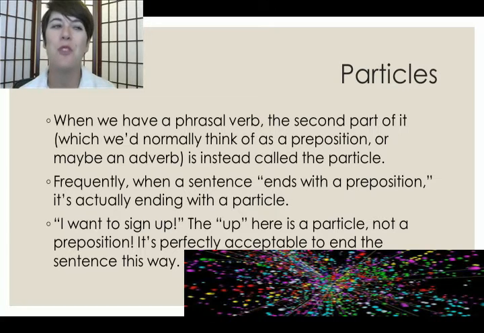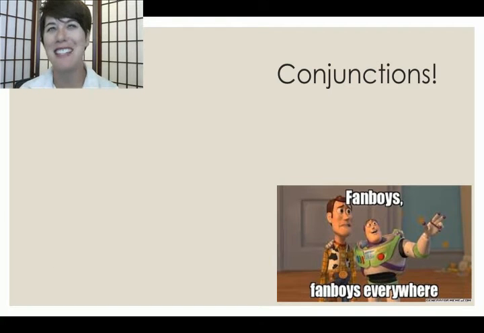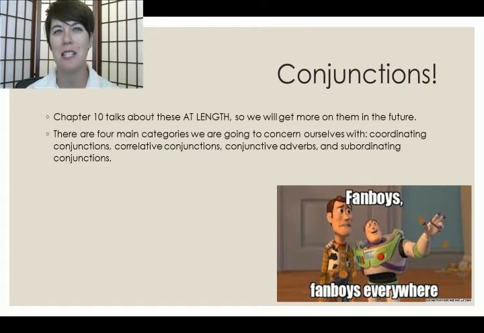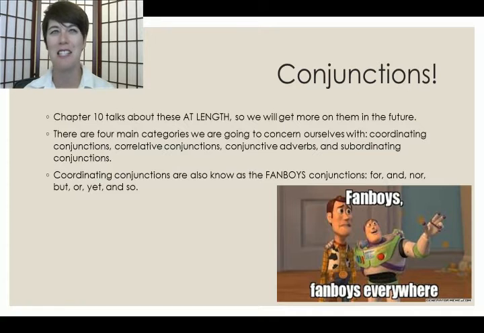Let's run through a few more concepts quickly. Conjunctions. Chapter 10 talks about these at length, so I'm just going to summarize them briefly for you. There are 4 main categories of conjunctions: coordinating conjunctions, correlative conjunctions, conjunctive adverbs, and subordinating conjunctions. Coordinating conjunctions are the ones you're probably most familiar with. They have the FANBOYS acronym: for, and, nor, but, or, yet, and so.